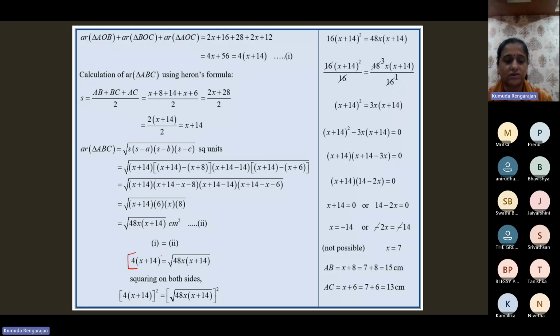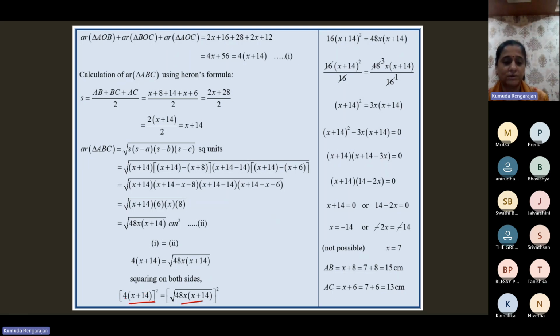See, how do you do that? Like this. Squaring on both the sides. If you write 4 into x plus 14, the whole square like this, that's wrong. You should square the LHS and RHS completely. So whatever is in the LHS, enclose that in a square bracket, square. Whatever is in the RHS, enclose that in a square bracket, square. So that's what you see here.